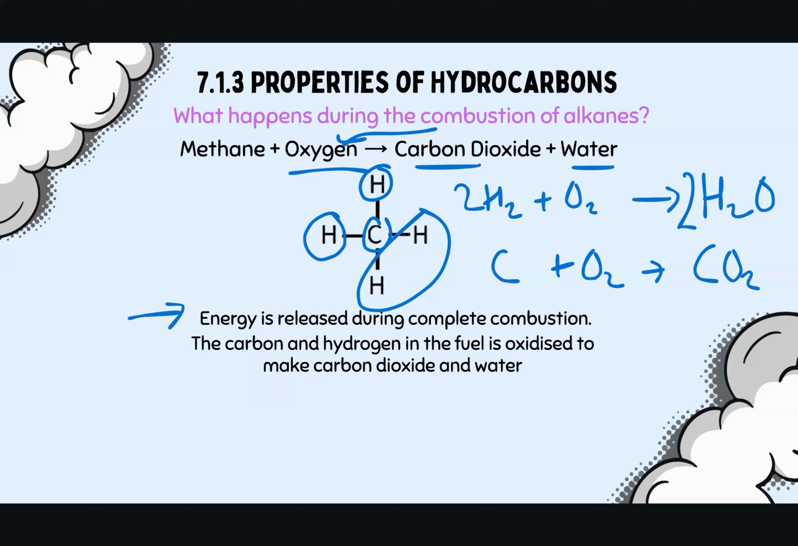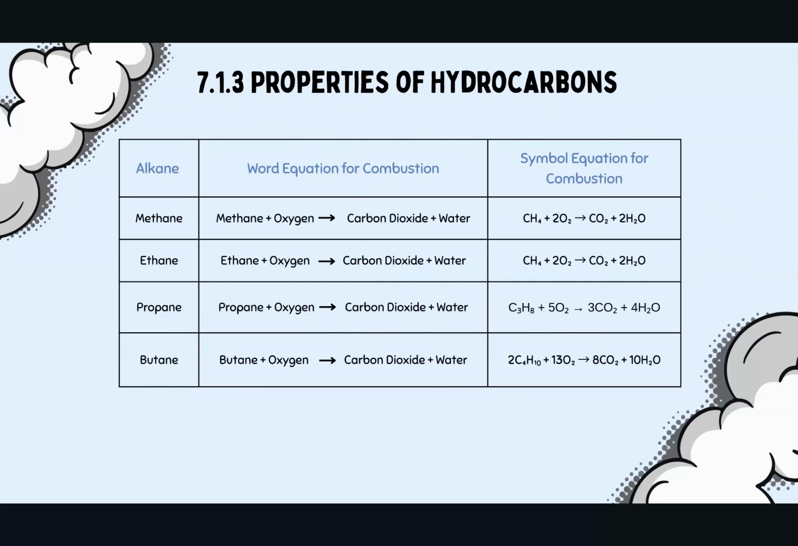And when this reaction happens, energy is released during complete combustion. So what we're showing here is complete combustion, because incomplete, we will look at in a second. That makes something completely different. Not completely, but it makes additional things like carbon monoxide and carbon. The carbon and hydrogen in the fuel is oxidized. When we say oxidized, we usually mean loss of electrons. Here, we mean adding an oxygen. When you add oxygen to something, that's also called oxidized. It's oxidized to make carbon dioxide and water. So here's our word equations, which usually come in foundation, and here's our symbol equations.